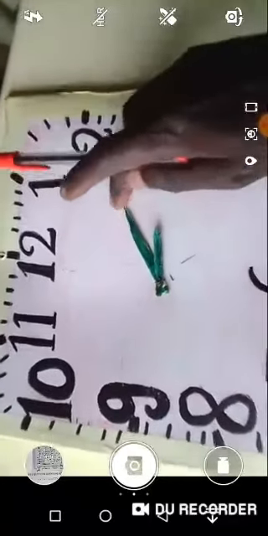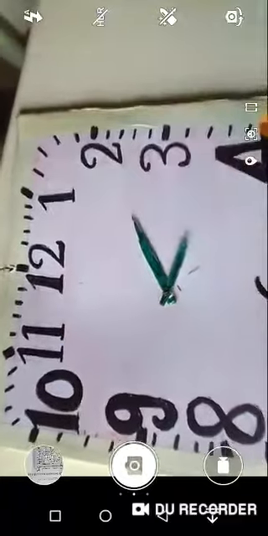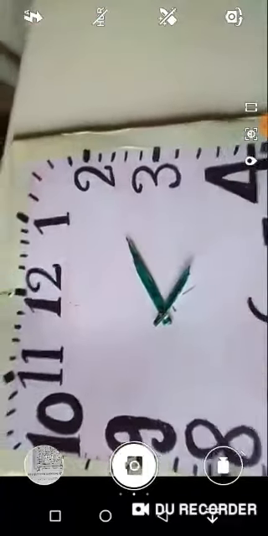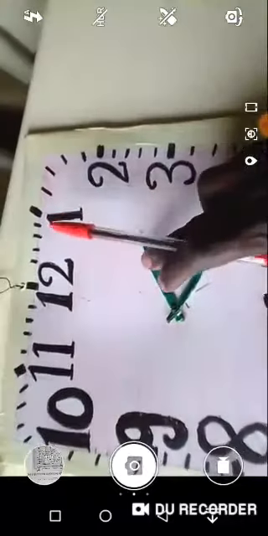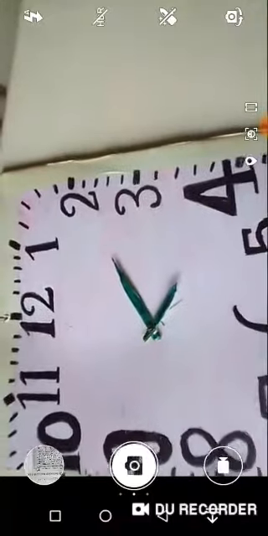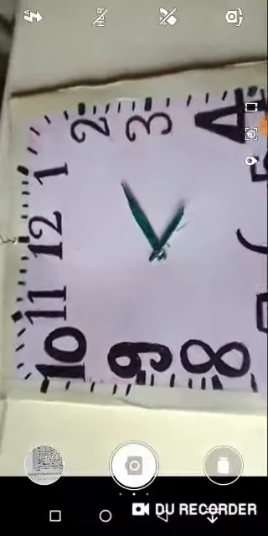10 past 4. This is 10 past 4. Now, this is how we calculate the time for the past.